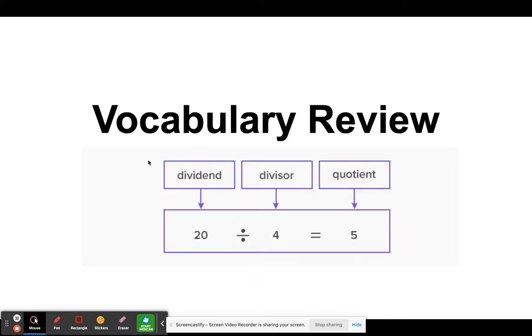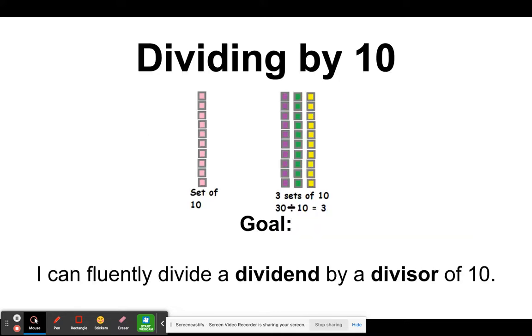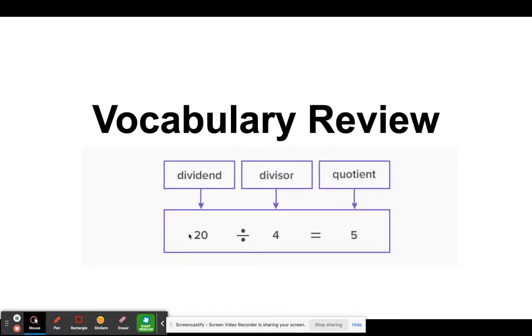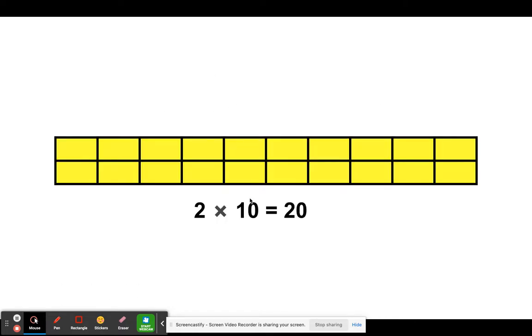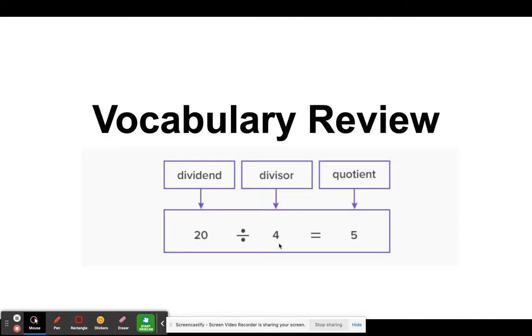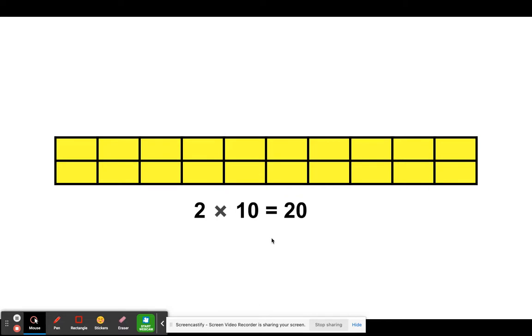A dividend is the number that we are going to divide into smaller groups. A divisor is the number we are dividing by, and a quotient is the answer to a division problem. So let's look back at our goal. We can divide a dividend, like 20 is the dividend here, by a divisor of 10. So instead of 4, our divisor is going to be 10. And we'll see what our quotients are.